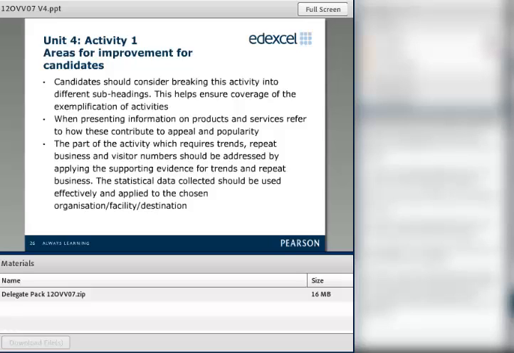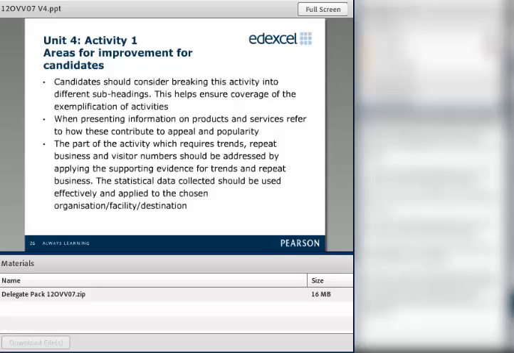The second part are the appeal in terms of repeat business, visitor numbers and trends. In order for the candidates to do this well, they need to have access to visitor numbers, okay, and to look at the trends. Is it going up? Are visitor numbers going up? Are visitor numbers going down? Because it actually gives them something to talk about if they go ahead and look at that.